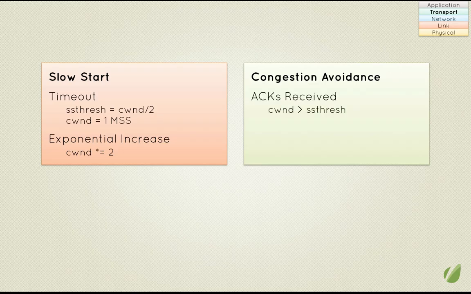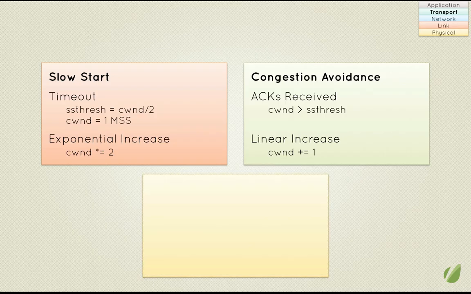The second mode of TCP congestion control is called congestion avoidance. And this is sort of normal operation mode. It's triggered when acknowledgments are received, that is, when the congestion window is greater than the threshold that we found. In this case, the congestion window increases linearly. It increases by 1 each time that an ACK is received.